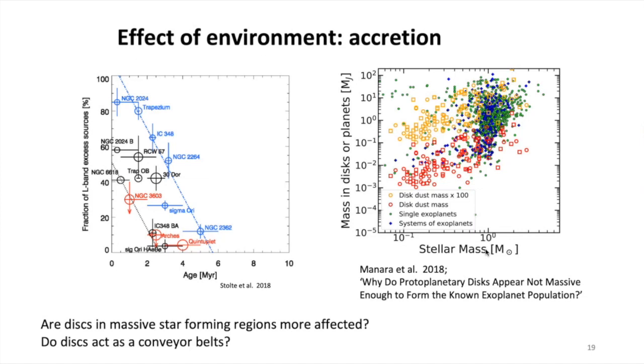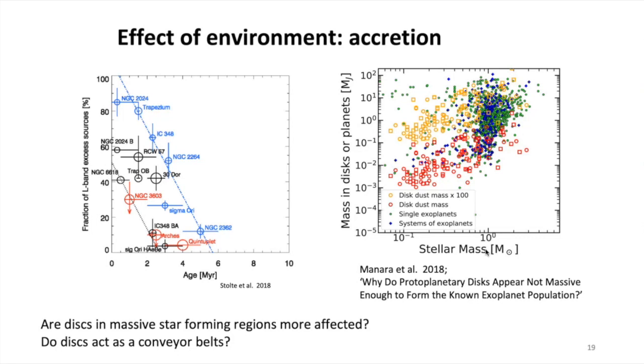Shown on the left is the fraction of stars with disks in different clusters as a function of age, and the blue line shows clusters closer to our galaxy, and the black line shows more massive star-forming regions with a lot more ionizing stars. So in these regions, the disk fraction is lower, and it's thought that the disks themselves are affected by the ionizing stars photoevaporating them.